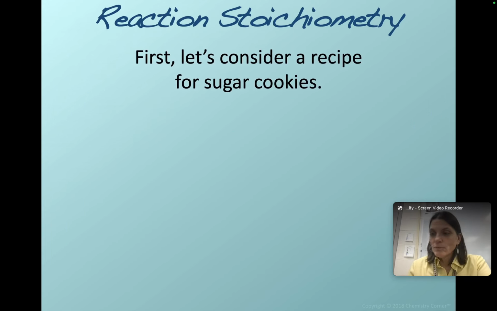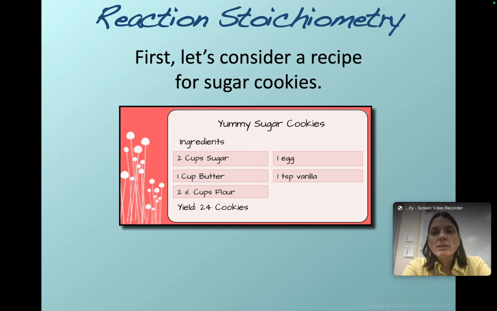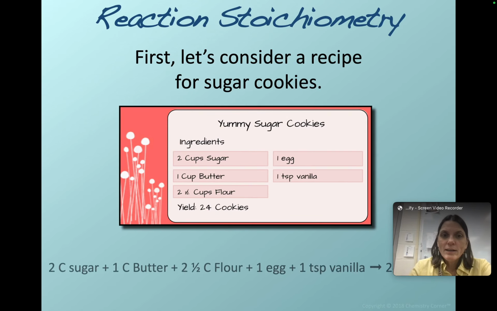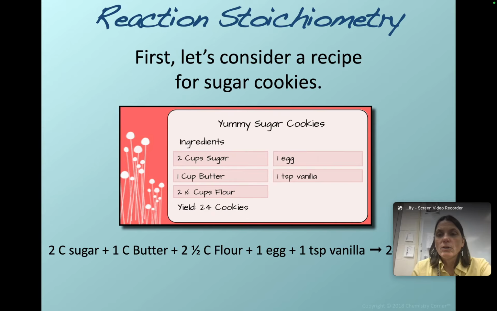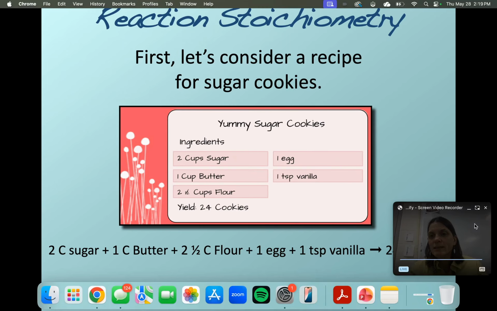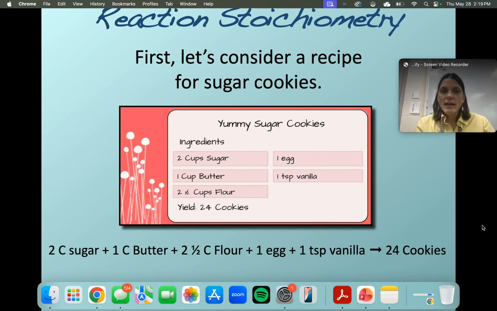Okay, so first thing we're going to do, this section's not in the notes, is talk about a sugar cookie for a minute. Here's a recipe for sugar cookies. I do love making cookies. A typical recipe calls for a certain amount of sugar and butter, etc. So you have all the measurements there to get 24 cookies. We can consider this as a chemical reaction: sugar, plus butter, plus flour, plus an egg, plus 1 teaspoon of vanilla gives us 24 cookies.